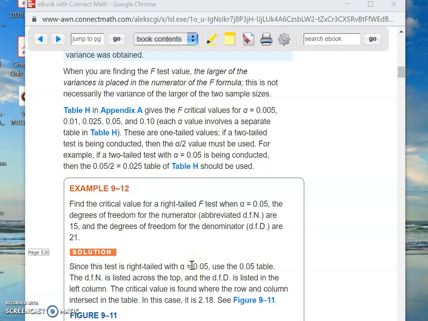We are in chapter 9. This is section 9-5. This is recording number 2.